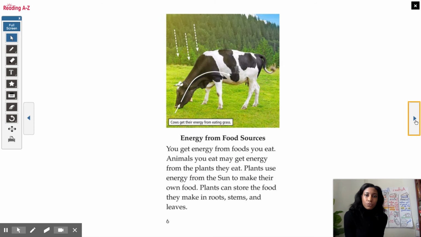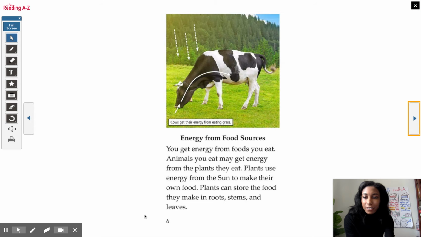Energy from food sources. You can get energy from foods you eat. Animals you eat may get energy from plants they eat. Plants use the energy from the sun to make their own food. Plants can store the food they make in roots, stems, and leaves. I'm seeing more text features. So I'm seeing headings and I'm seeing a caption. Pause the video and point to the caption on this page.